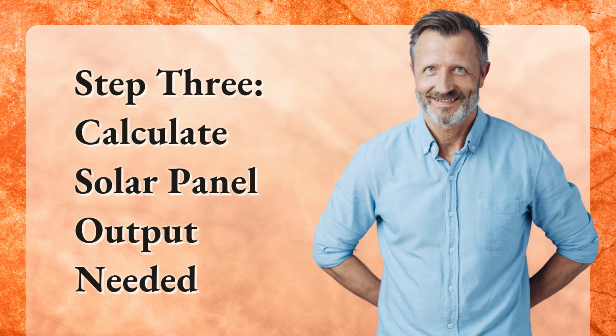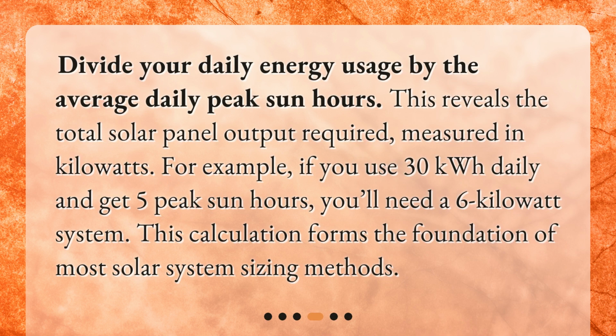Step 3. Calculate solar panel output needed. Divide your daily energy usage by the average daily peak sun hours. This reveals the total solar panel output required, measured in kilowatts. For example, if you use 30 kilowatt hours daily and get 5 peak sun hours, you'll need a 6 kilowatt system. This calculation forms the foundation of most solar system sizing methods.